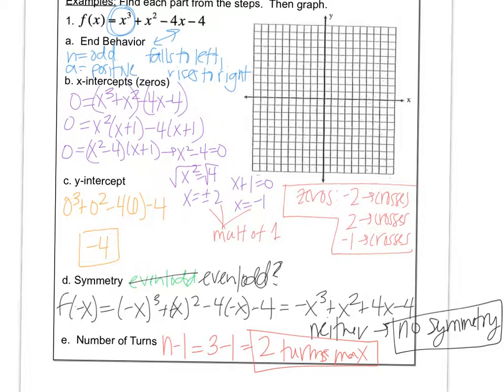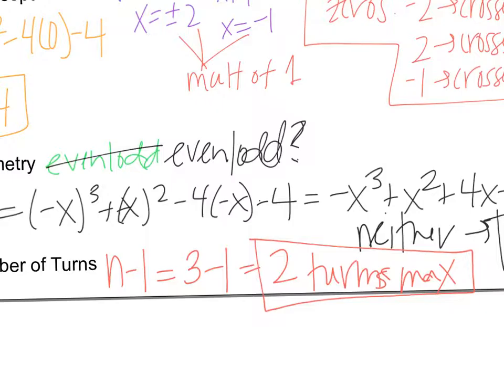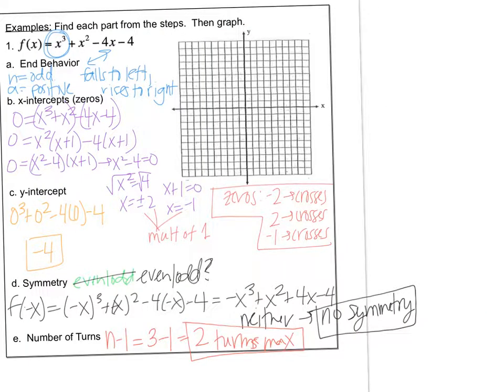That's the equation. N minus 1 will give you the number of turns. So to graph it, we're putting all this together. Step 1 is graph the intercepts. Graph the x-intercepts, graph the y-intercept, put those all on the graph.